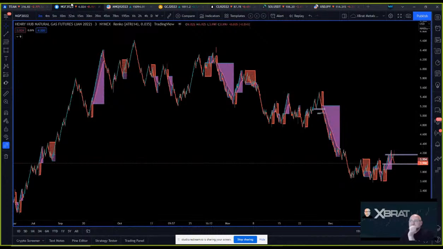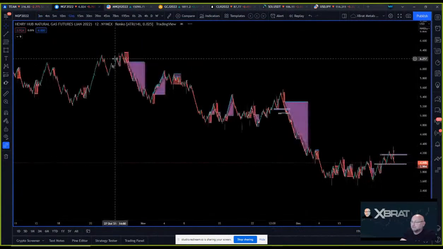So the Renko settings are specific to TradingView. Okay, so when you just click it onto Renko here, you put it on the 3 minute time frame, and automatically the standard settings are ATR 14. This 0.035, that's worked out automatically for you. Okay, but you've got to find the groove. So then let's just go to 12 minute, my favorite time frame.